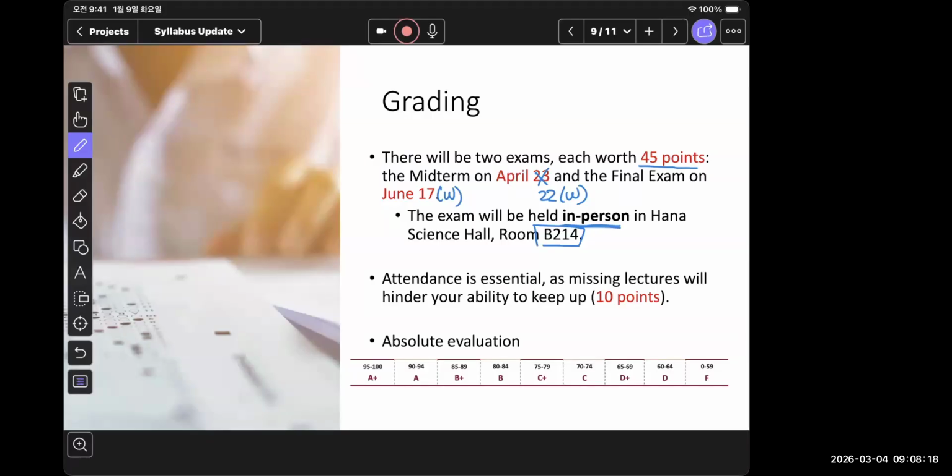The classroom is located in the basement of that building, and attendance is essential as missing lectures will hinder your ability to keep up. I assigned 10 points for attendance, and your grade will be determined through absolute evaluation. Out of 100 points, if you get 95 or more, you get A plus. If your grade is less than 95 but greater than or equal to 90, you get A, and so on.